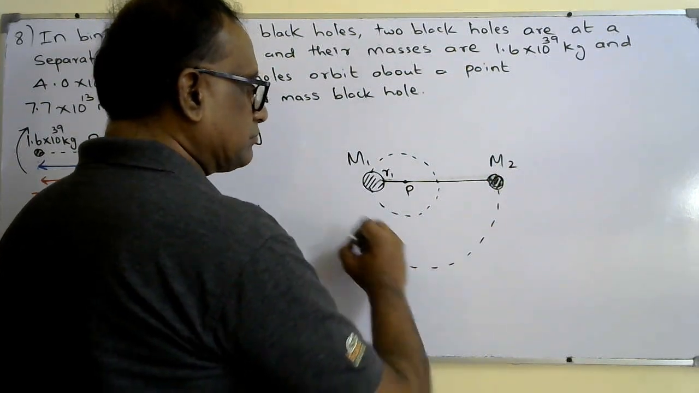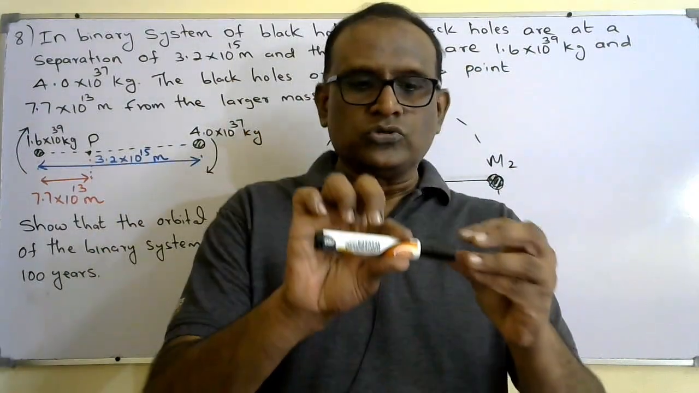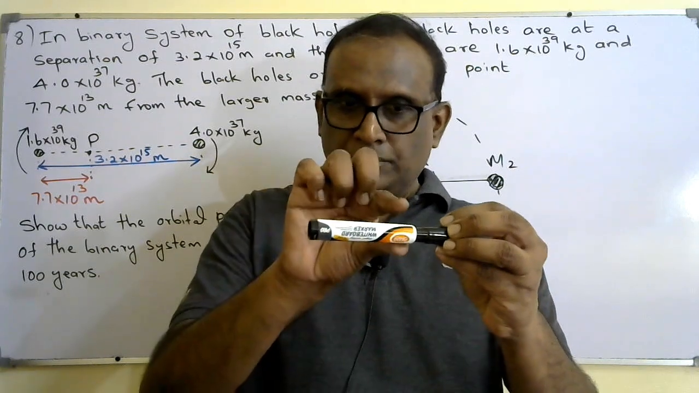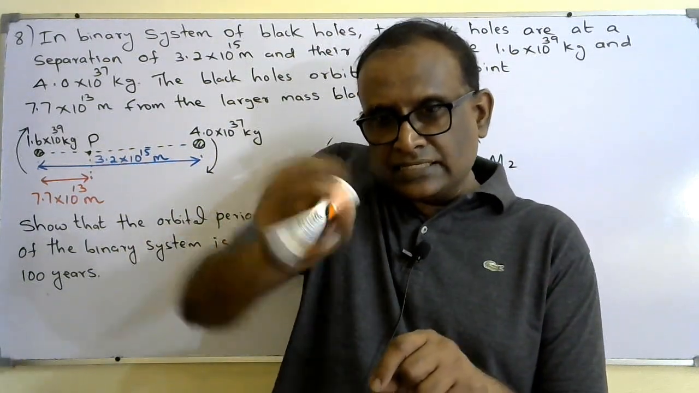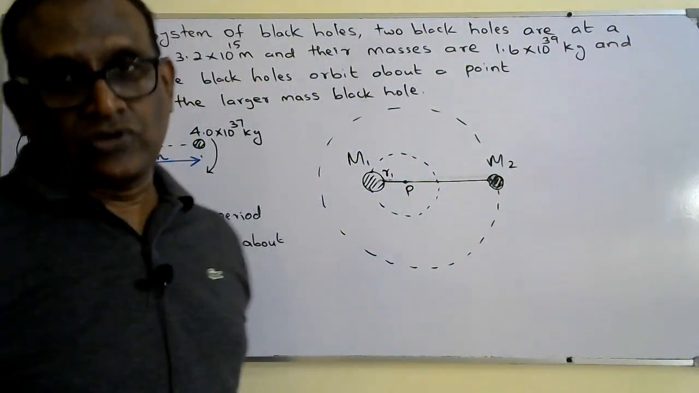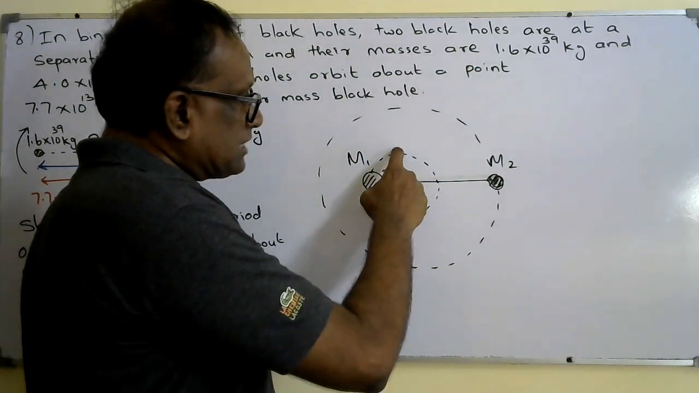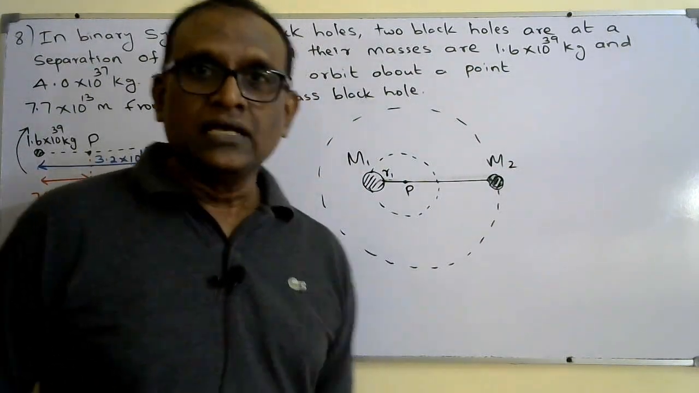Imagine on this plate, on two sides, spheres are attached: a massive sphere and a lighter sphere. By holding it at the center of mass, rotate it. When you rotate like this, both will have the same period of circular motion. When this is here, this is here. When this comes to this point, this will be here, like that. They will have the same period of circular motion, but they will orbit about the common center of mass.